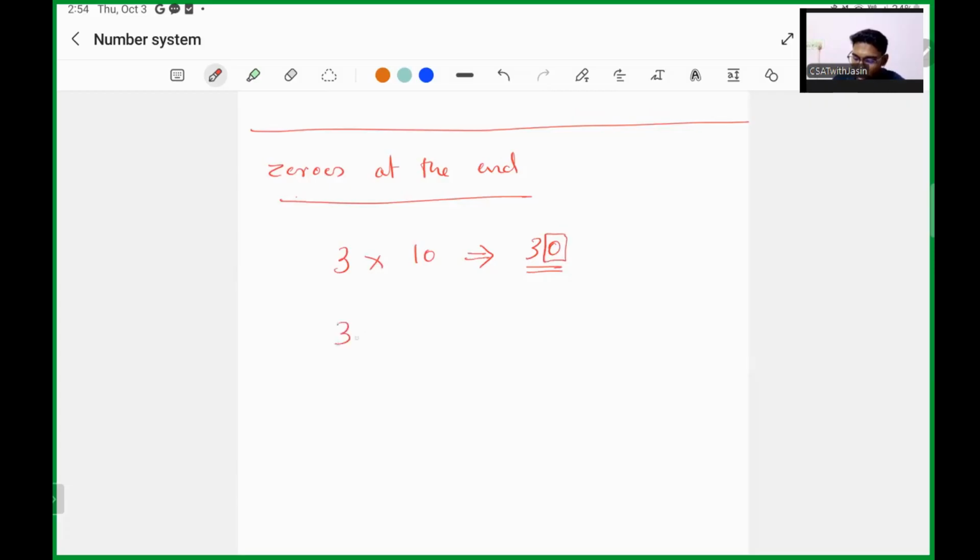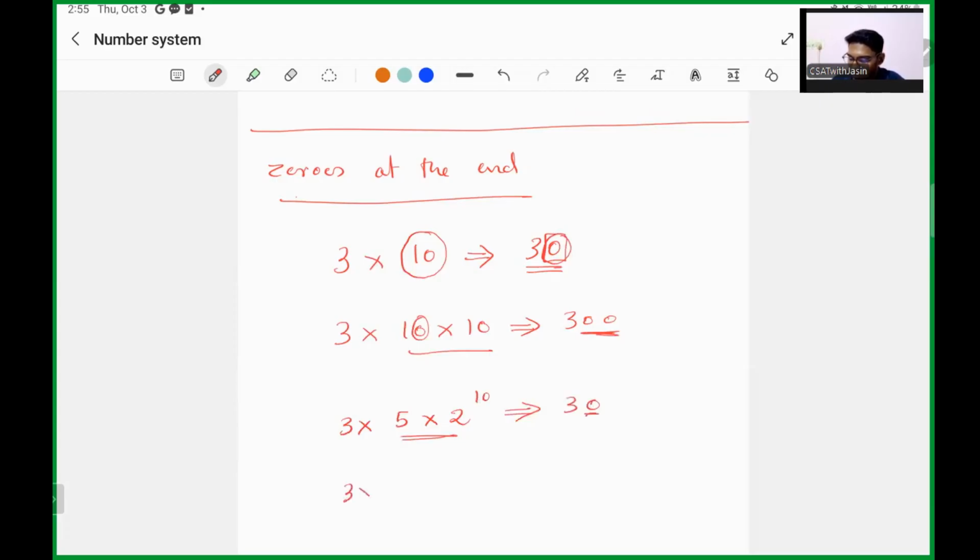Now if I ask you how many zeros are there at the end of 3 into 10 into 10, it is 300, you will be having 2 zeros. So what is there? If you are multiplying with one 10, you are getting 1 zero. If you are multiplying with two 10s, you will get 2 zeros at the end. Same way, if I am asking you how many zeros will be there at the end of 3 into 5 into 2, actually here 5 into 2 is 10. So 3 into 10 will become 30. Again, 1 zero will be there.